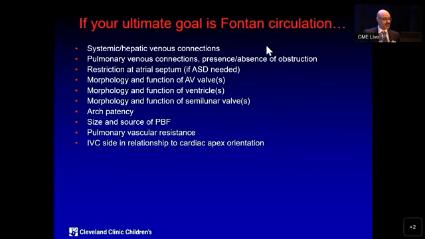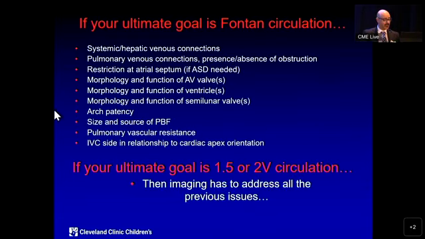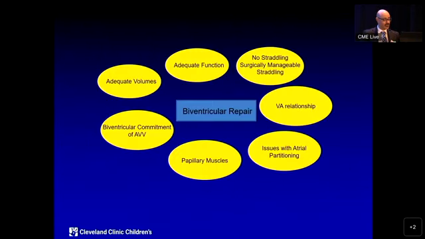And if your ultimate goal is the Fontan circulation, there's a slew of important morphologic and functional factors that you have to study very carefully. We used to call them the 10 commandments of the Fontan. But if your ultimate goal is either 1.5 or 2 ventricle circulation, then you really care about all the above issues, plus a whole slew of more issues.